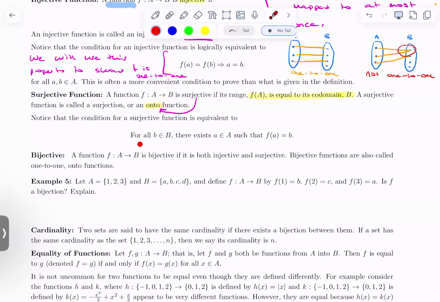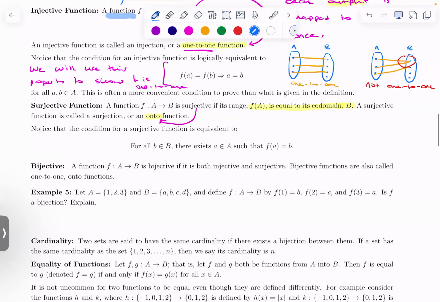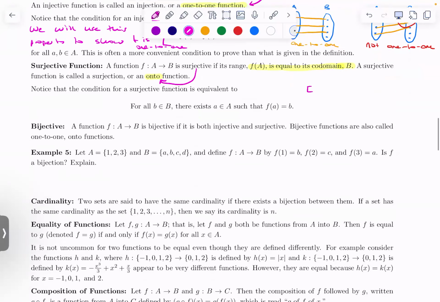So we could look at the definition here. For all b in the set B, so for every element in the codomain, there exists an a in the domain such that if I give the function the input a, it'll return some element b, for all b in the set B, which really just translates to every element in the codomain must be mapped to.